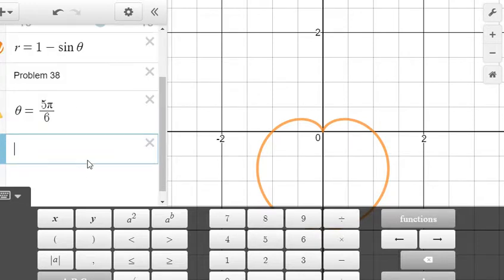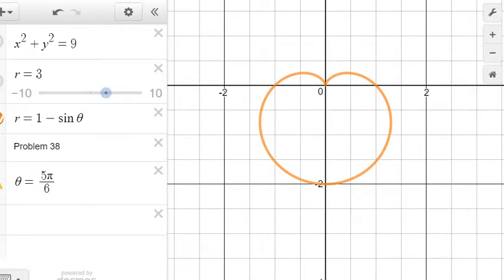You know what? It doesn't like that. Bummer. Why don't you like that? Sorry, can't do that yet. Bummer. All right, guess we're going to have to do that without it.